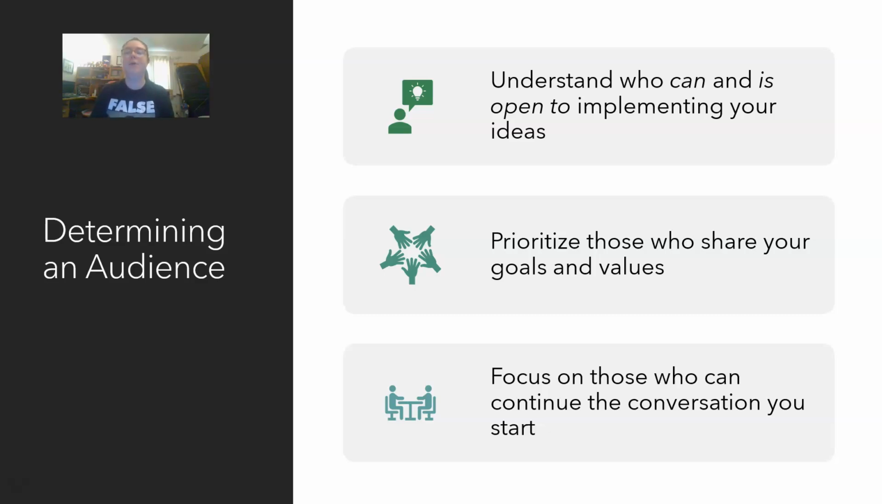So for example, if you determine that the Washington County superintendent and their office would be the best primary audience for you to direct your writing towards because of your shared goals and values, you also want to think about how they could carry on this conversation. So maybe your focus right now is on Washington County and you do want to keep it local.